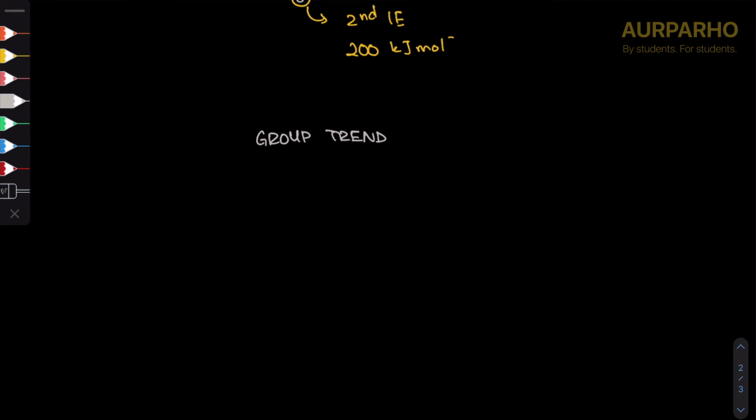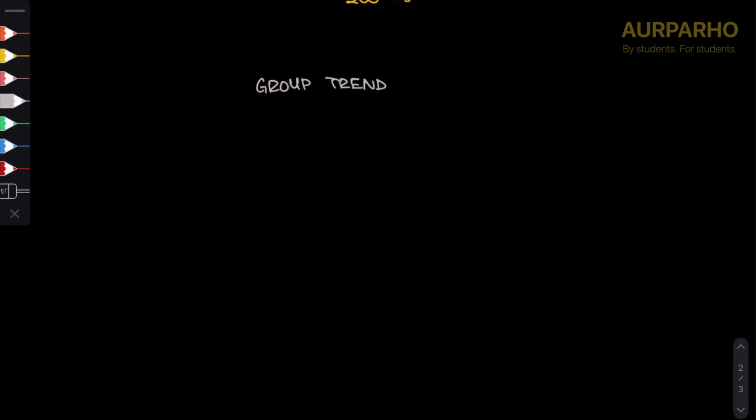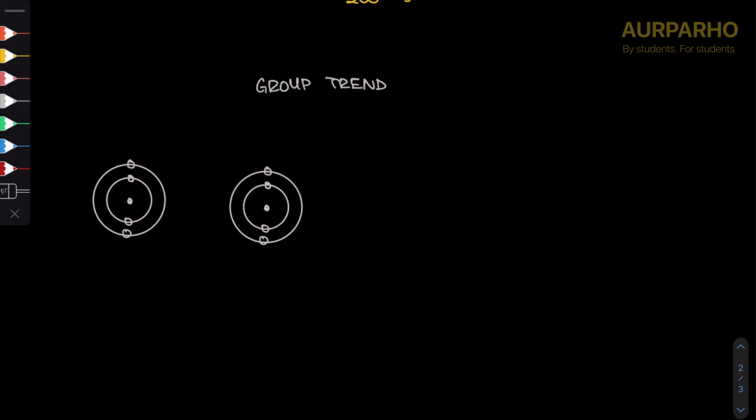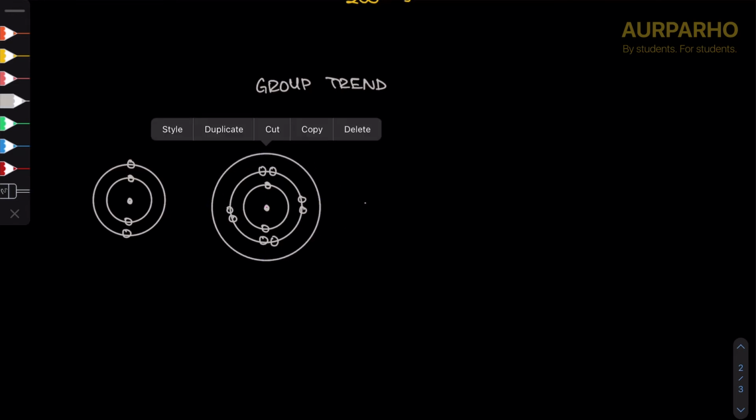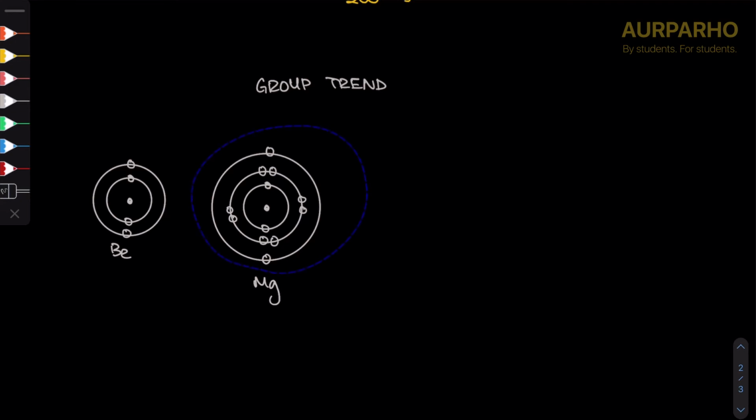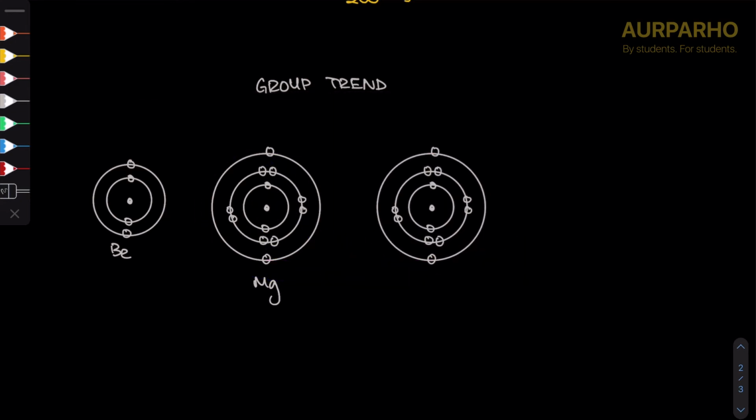Let's look at a couple of examples. Let's look at, for example, group 2: beryllium, magnesium, and calcium. So beryllium has 4 electrons, so stable duplet. I'll just copy this. And magnesium has 12, so duplet and then 10 more. So these are 8, and then you need 2 more. So this is beryllium, this is magnesium, and then calcium, you need 8 more than this.